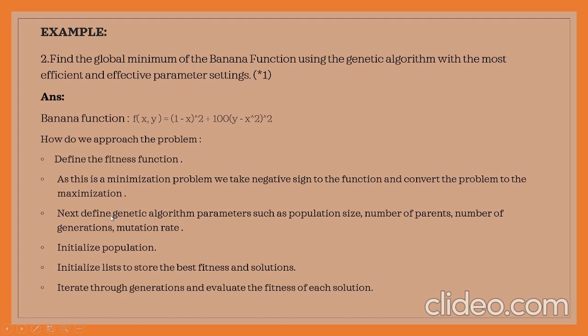Next, we will define genetic parameters such as population size, number of parents, number of generations, and mutation rate. Initialize populations, and initialize lists to store best fitness and solutions. After this, we will iterate through generations and evaluate the best fitness value of each generation.